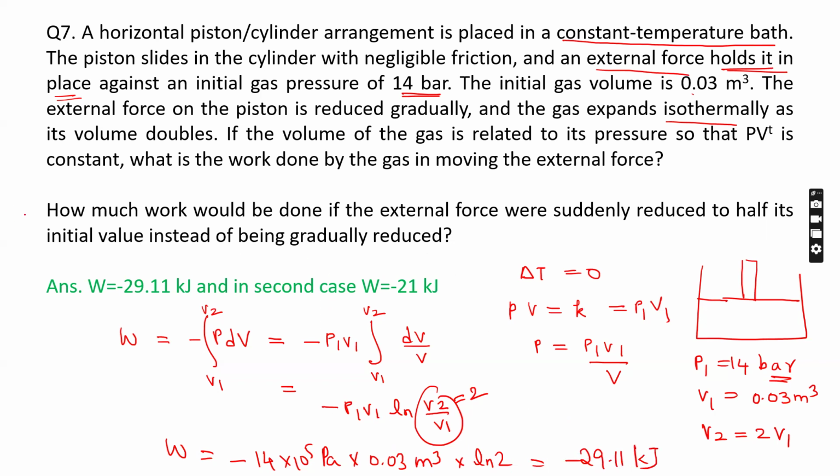Here one more question is there. How much work would be done if the external force were suddenly reduced to half its initial value, instead of being gradually reduced? So, P2 is equal to P1 by 2.